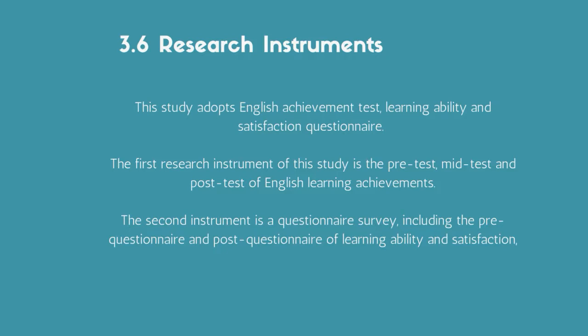This study adopts an English achievement test, and learning ability and satisfaction questionnaires. This study used these tools to investigate the impact of independent variables on dependent variables. The first research instrument of this study is the pre-test, mid-test, and post-test of English learning achievement. The second instrument is the questionnaire survey, including the pre-questionnaire and post-questionnaire of learning ability and satisfaction.